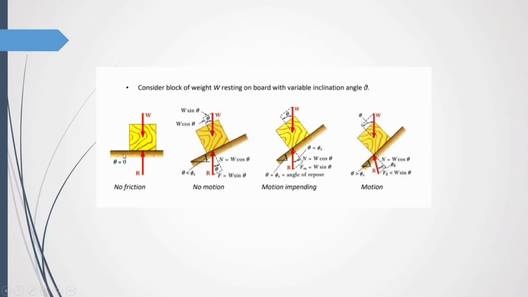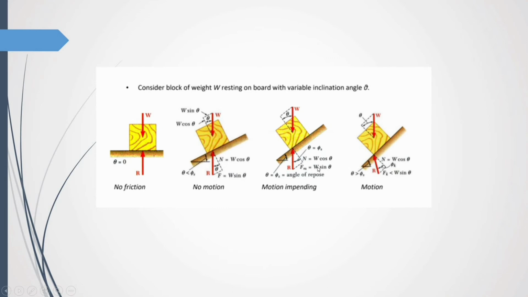For the first 3 images, the blocks do not slide down. For the first case, the angle equals 0, which means there's no friction force acting on the object. For the second one, the angle is smaller than the angle of static. This shows that there's no motion acting on the block, and the block does not slide down.